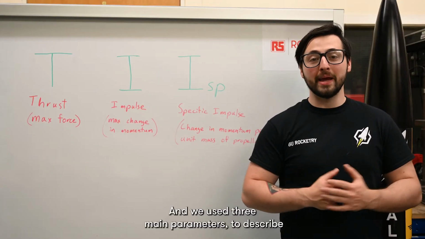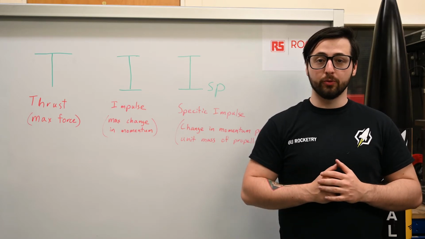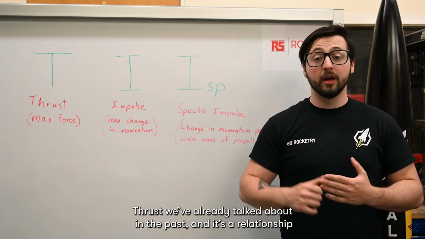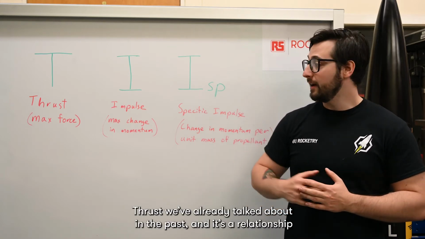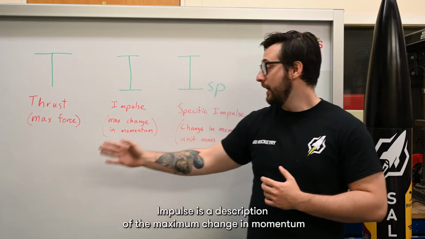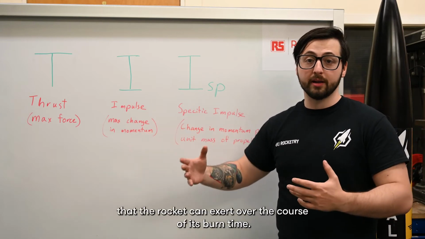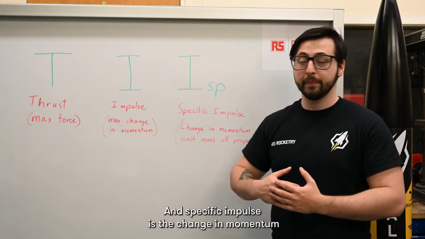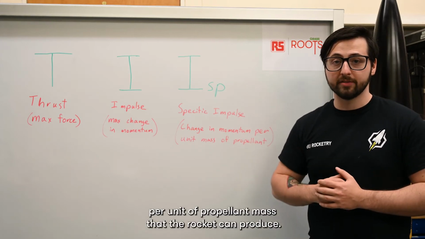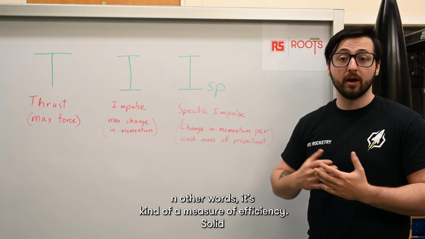And we use three main parameters to describe how good a rocket is at throwing that propellant mass overboard. First is thrust, impulse, and specific impulse. Thrust we've already talked about in the past, and it's a relationship of what the max force that the rocket engine can exert. Impulse is a description of the maximum change in momentum that the rocket can exert over the course of its burn time. And specific impulse is the change in momentum per unit of propellant mass that the rocket can produce. In other words, it's kind of a measure of efficiency.